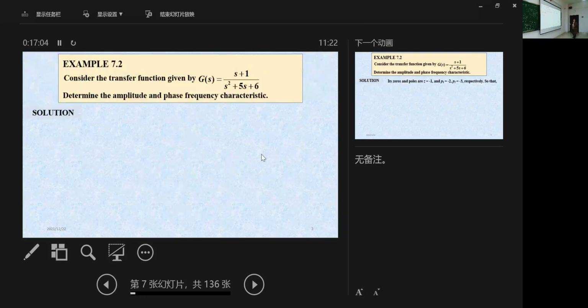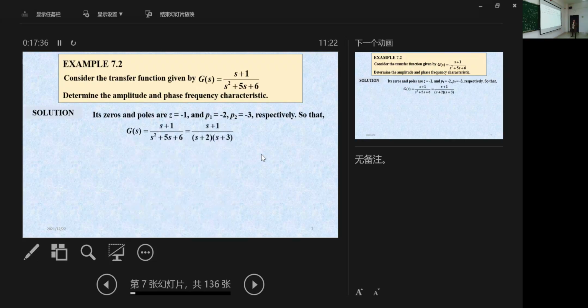Okay, how about this? This is a second order system, right? So things become complicated, because if you substitute j omega here, how do you get j out of the whole thing? Let's see. First, how many zeros? Two. Zeros: one is 1, the other is minus 1, right? How many poles? Two, right? One is minus 2, another is minus 3. So we can rewrite it into a form like this, and substitute s equals j omega into this. We have this.